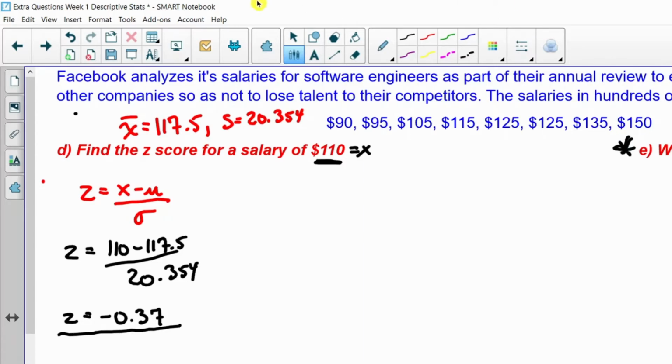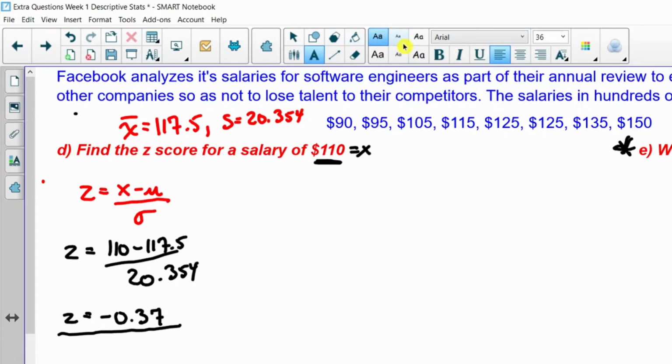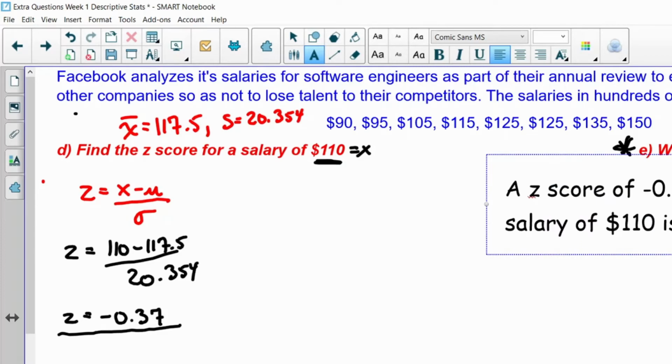Okay, so we have this number, and this is very important as far as theory goes. We're going to be depending so much on z-scores in the future that I do believe it's very important that we understand what they are right now, which is why I introduced them a few weeks before we really start using them a lot. So remember that the z-score is basically a way of measuring, on average, how far away you are from the mean, based on the standard deviation. So a z-score of negative 0.37 means that the salary of 110 is 0.37 standard deviations below the mean salary of.